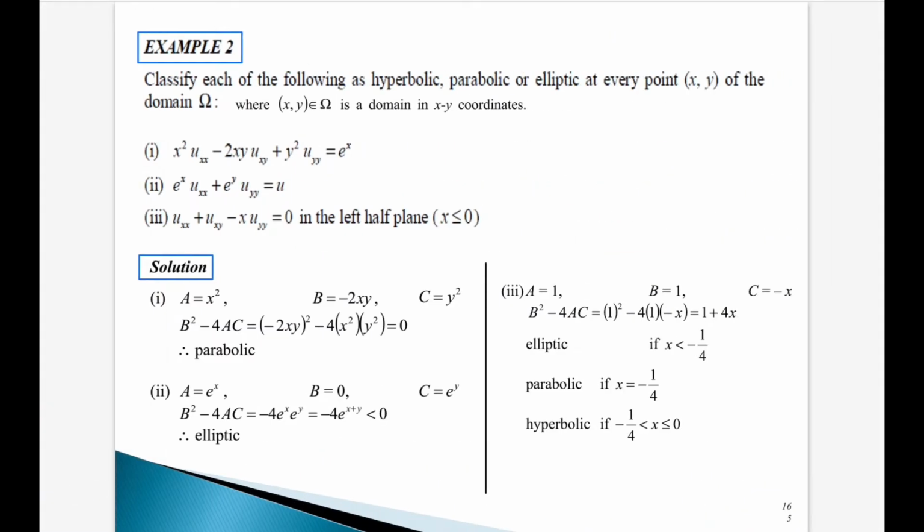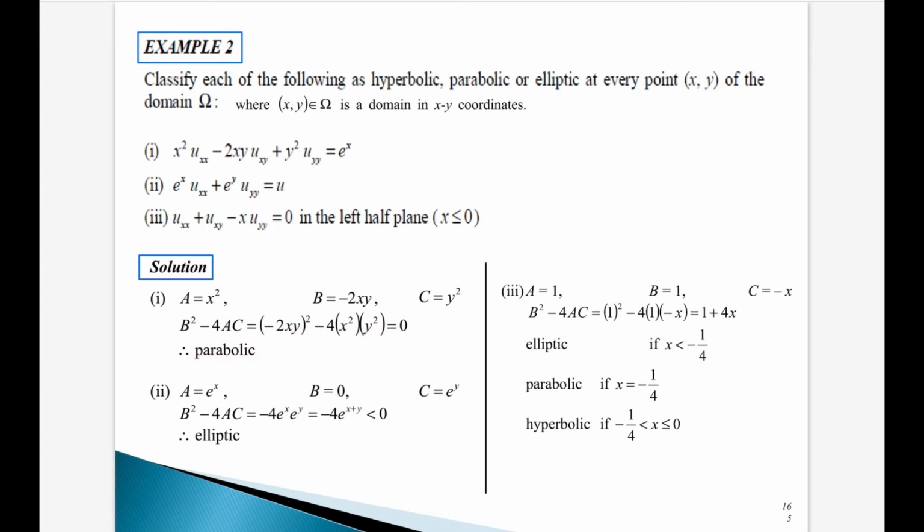Similarly, for example number 2, classify each of the following as hyperbolic, parabolic, or elliptic at every point (x, y) of the domain Ω. In this case, question A, your A is equal to x². B is equal to -2xy. And C is equal to y². Substitute into this equation, B² - 4AC. Simplify this, then you get 0. So this is parabolic.